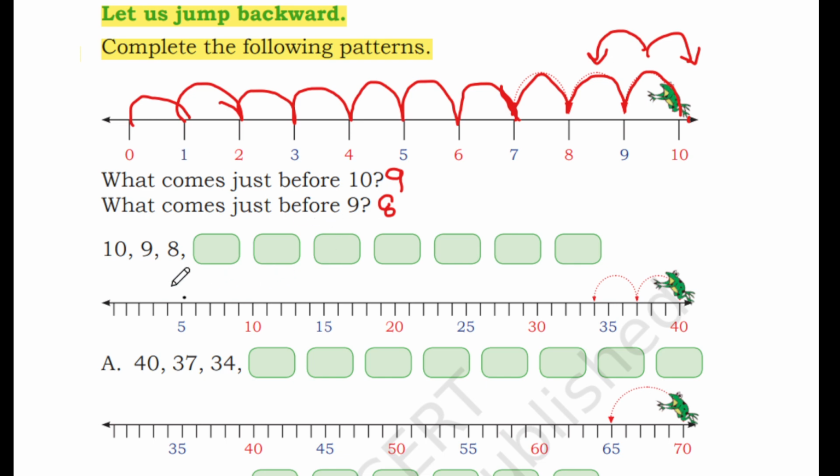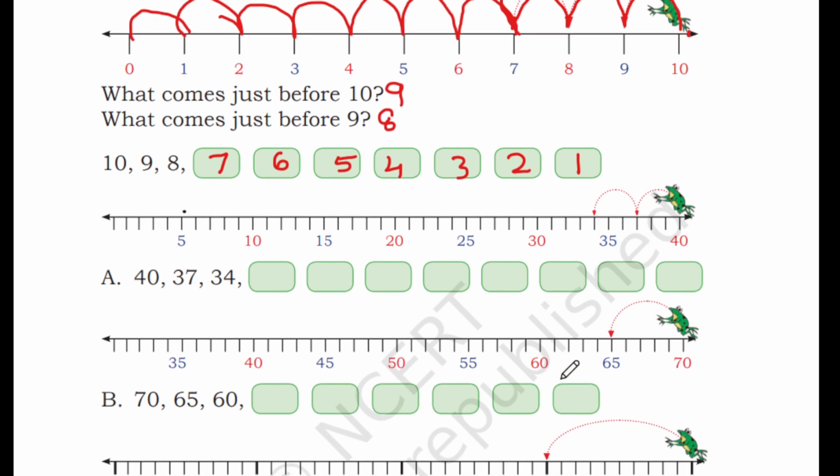Okay. So here, look at this one. We have to complete this pattern. We are given 10, 9, 8. Again, the backward jump of 10 to 9, 9 to 8. So after that, we'll get 7, 6, 5, 4, 3, 2, and 1. Okay. Next.